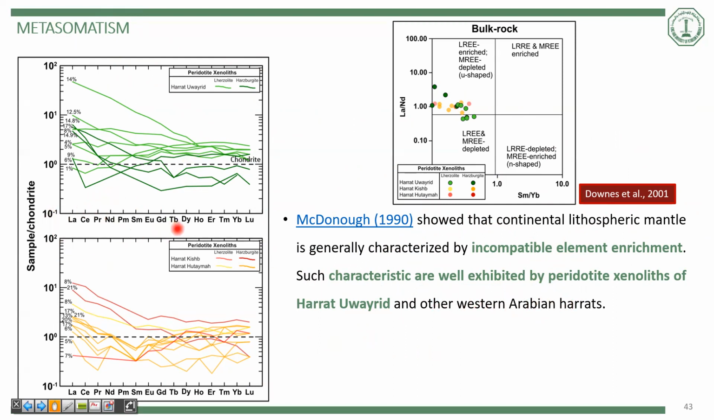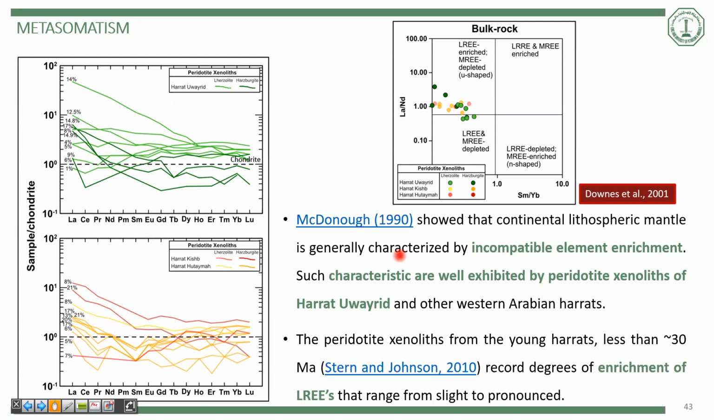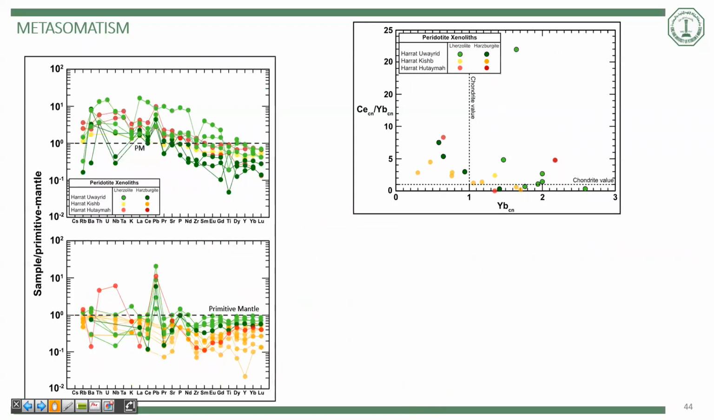As we see here, the LREE are to the left side, and we can see the abundances of the LREE, whereas the depleted mantle should have depleted LREE due to LREE being incompatible elements, which prefer partitioning into the melts, into the liquid, rather than the solid phase. The peridotite xenoliths from the young Harrats, less than 30 million years old, record degrees of enrichment which are slight to pronounced. This is also a table which shows metasomatism.